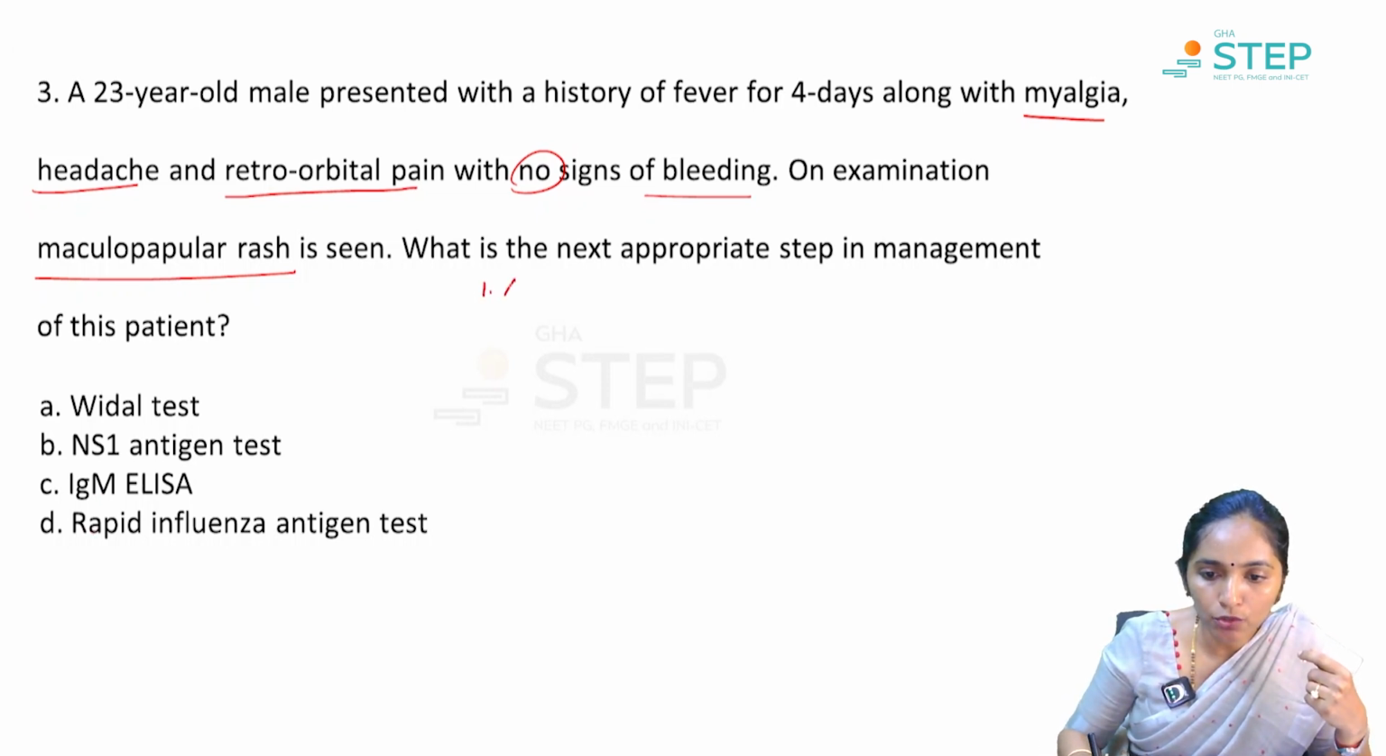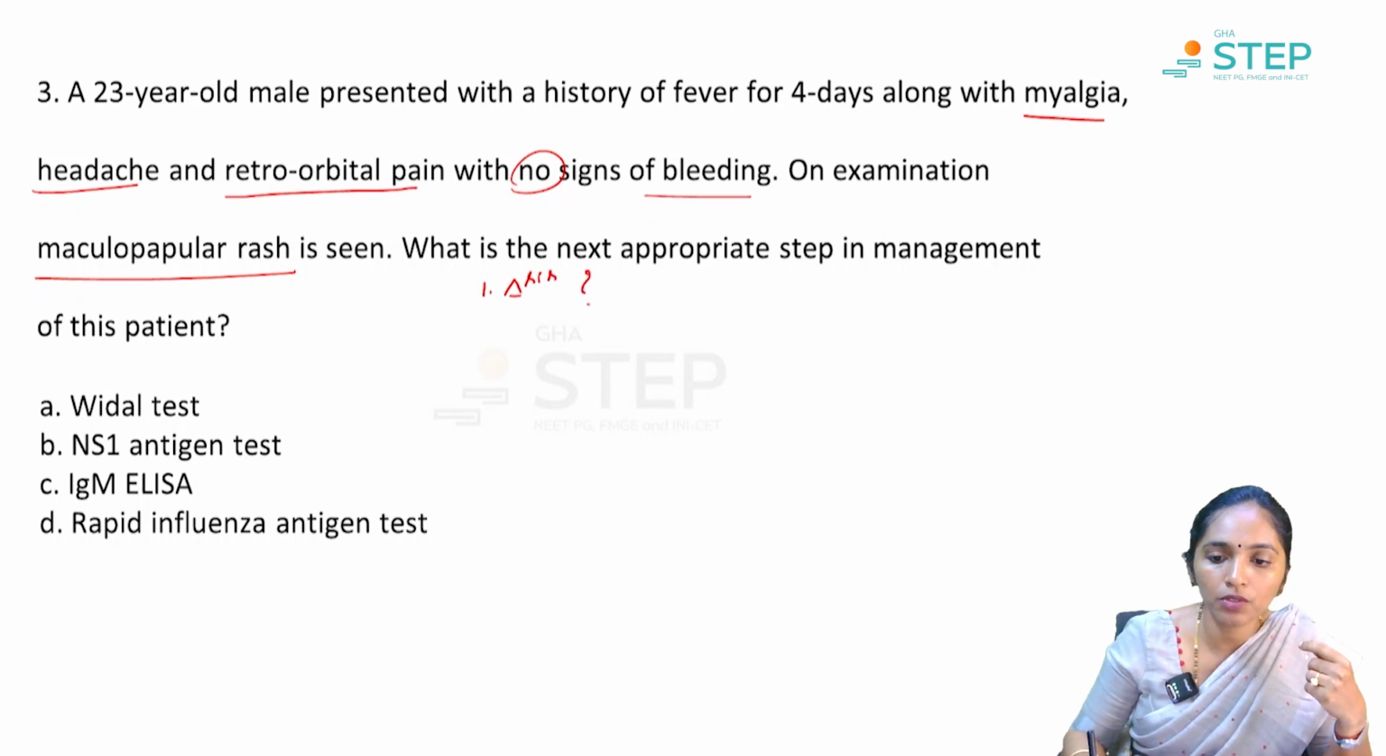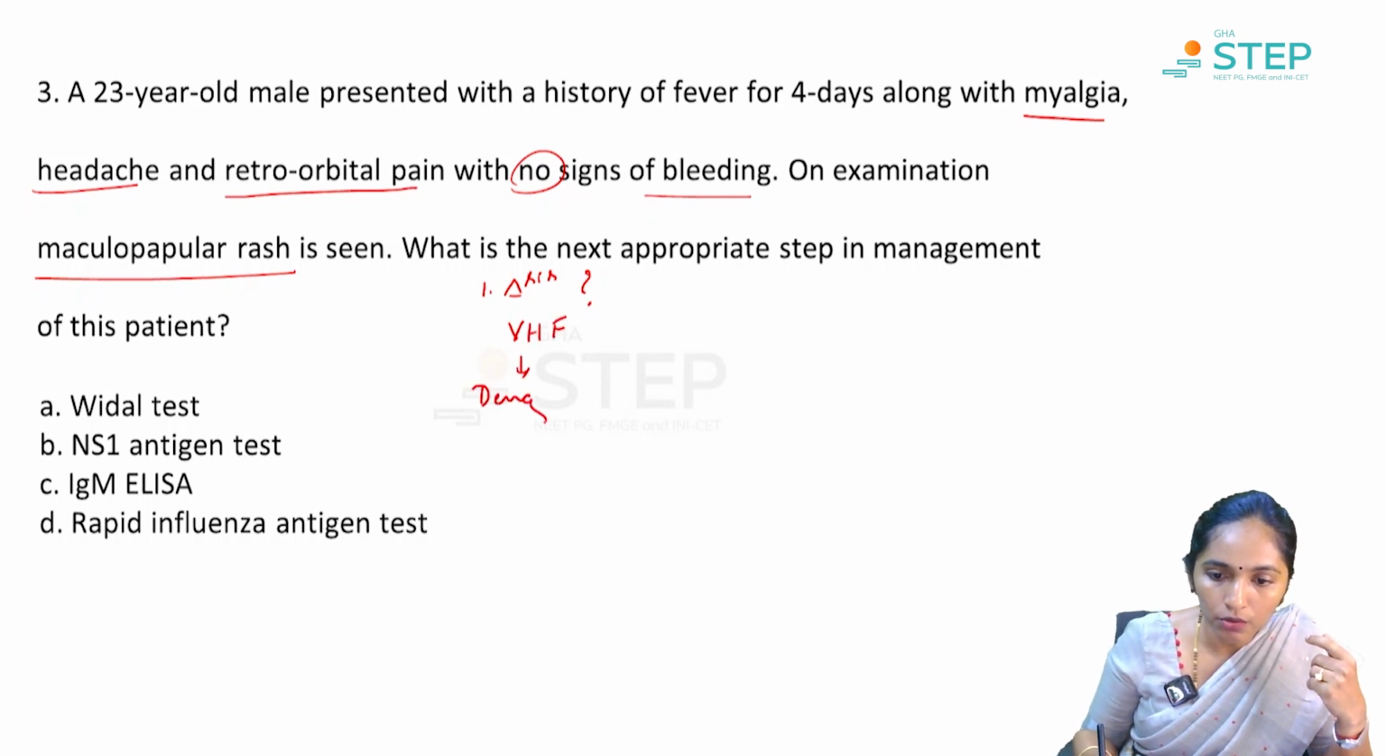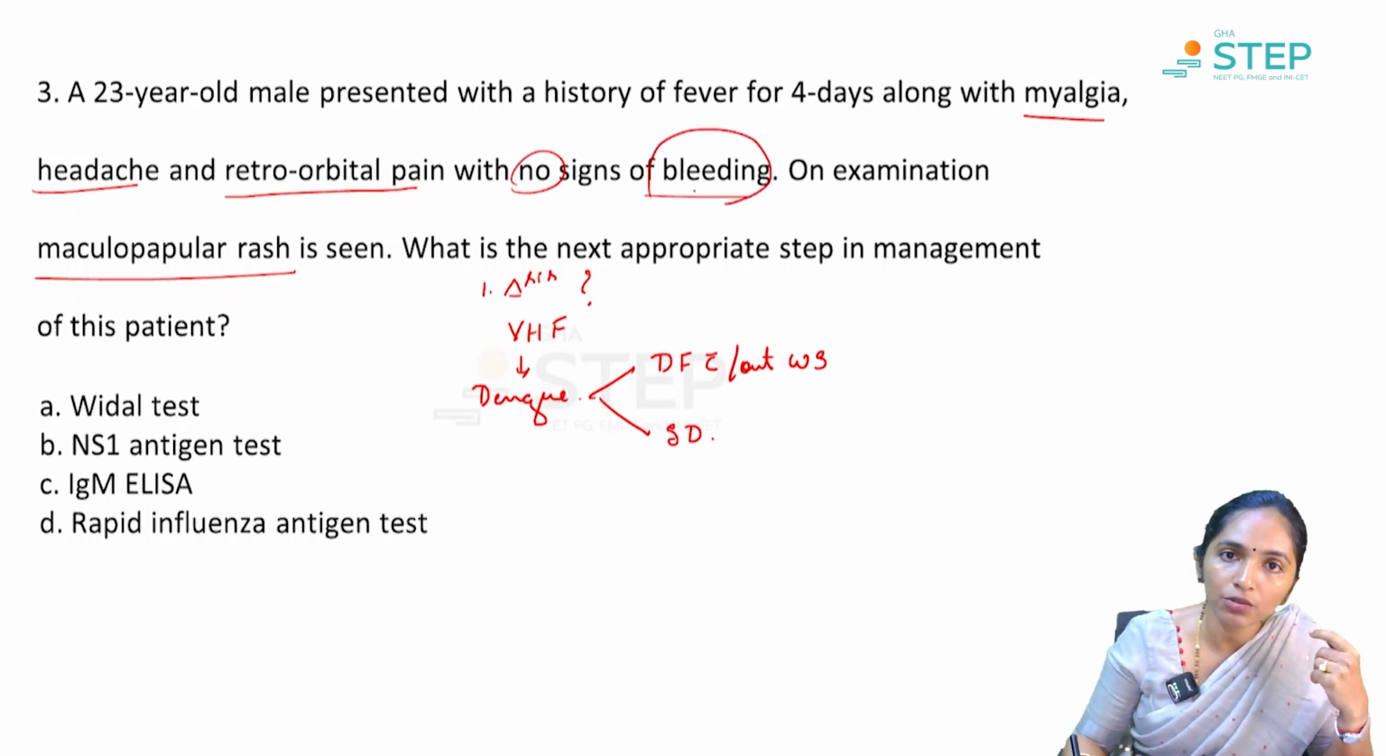Firstly, we will have to diagnose this case. What is the diagnosis? By this particular history of myalgia, headache, retroorbital pain with no bleeding and maculopapular rashes, it is a case of viral hemorrhagic fever caused by dengue. Dengue is classified as dengue fever with or without warning signs, and severe dengue. So there need not always be bleeding. There may be no bleeding, or there may be rashes on the body.